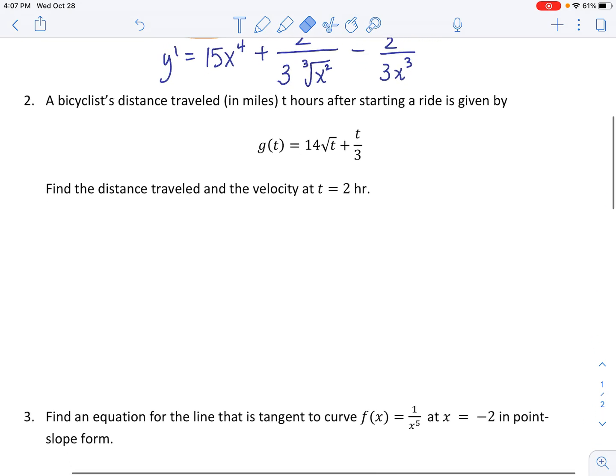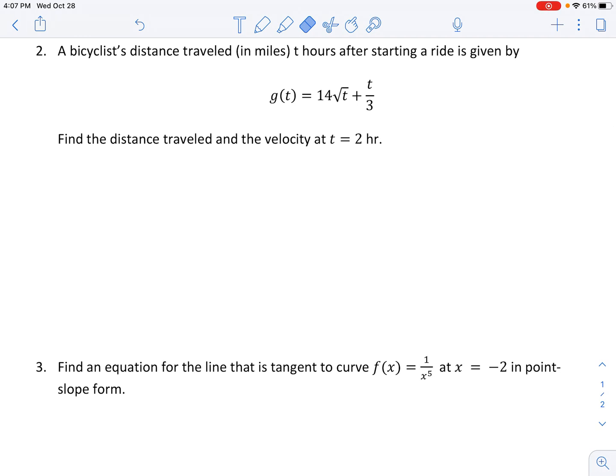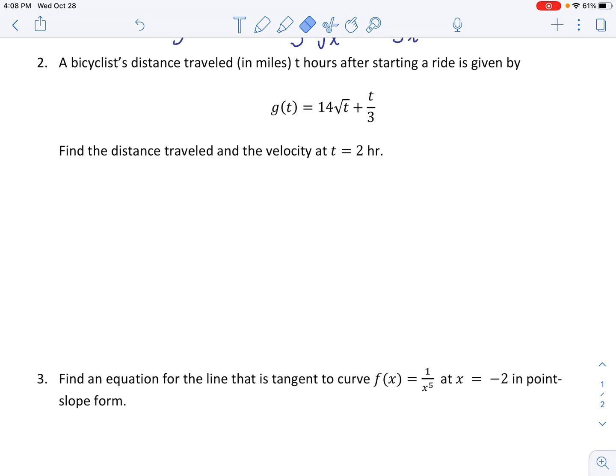Let's see, number 2. Now this is similar to the driving problem that we did today. This time a bicyclist. I don't know if I'm saying it right. Okay, so this person riding a bicycle, that person's distance traveled in miles, t hours after starting a ride, is given by g of t equals 14 square root of t plus t over 3. How many hours is this person riding a bicycle for? Find the distance traveled and velocity at t equals 2 hours.